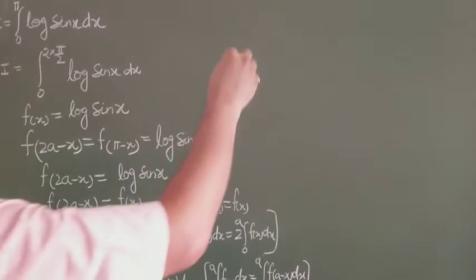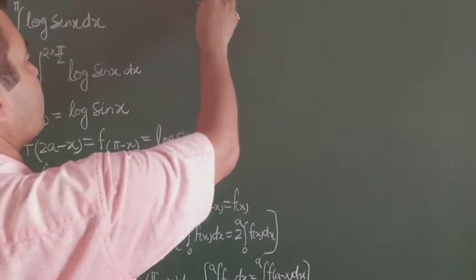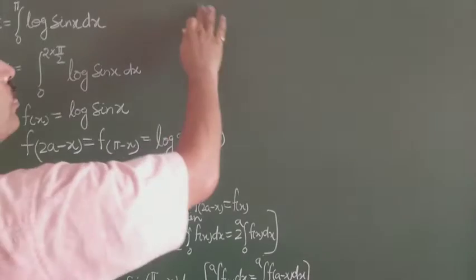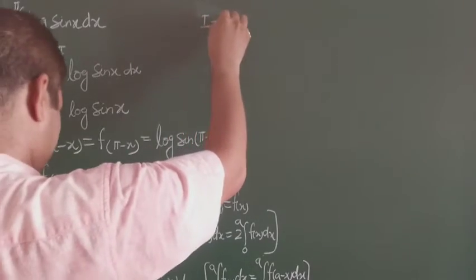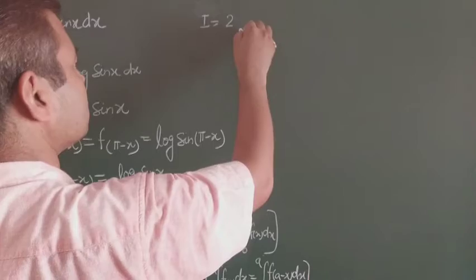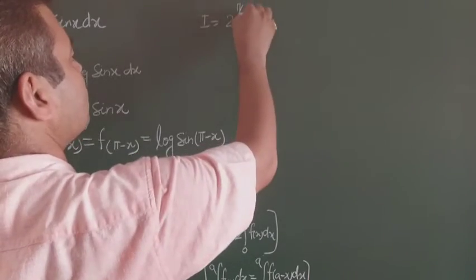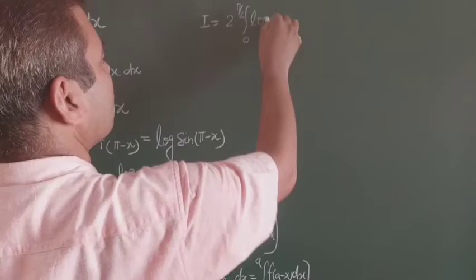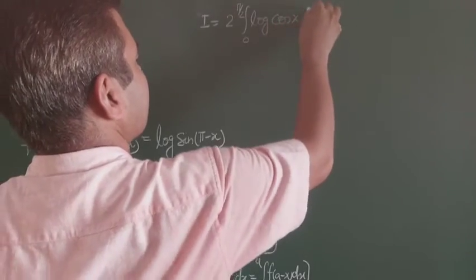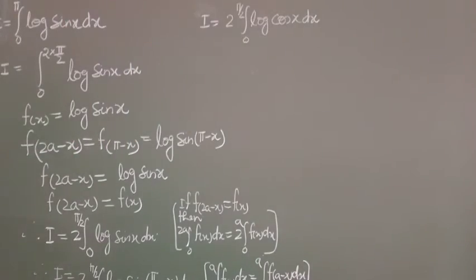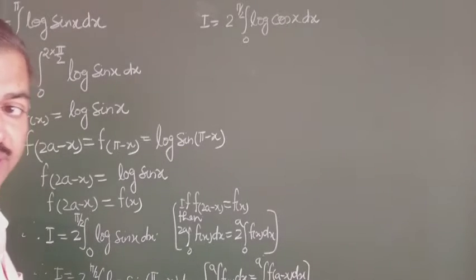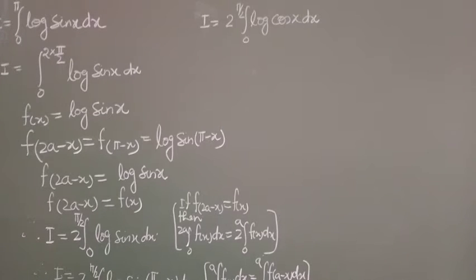Correct? Now students, I equals twice the integral from 0 to pi by 2 of log sin(pi by 2 minus x), and sin(pi by 2 minus x) equals cos x. So twice the integral of log cos x dx.